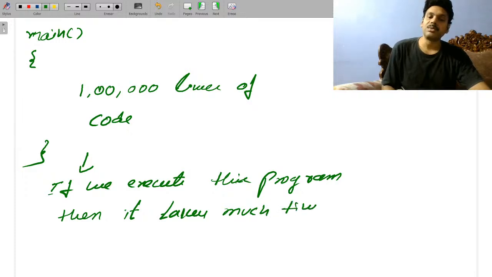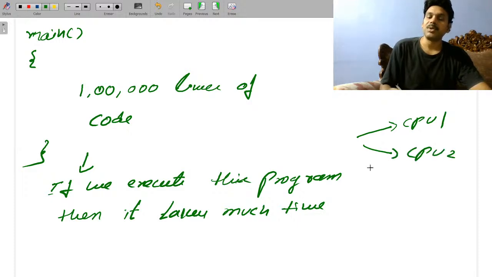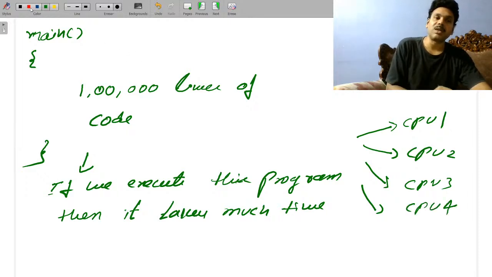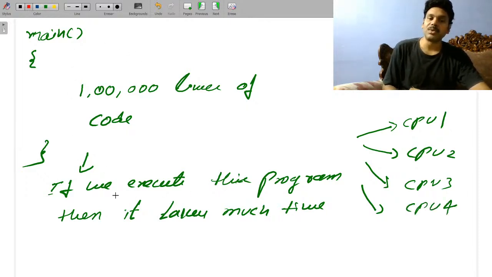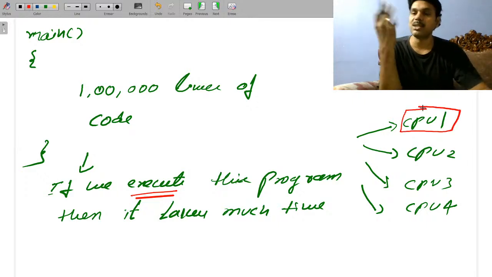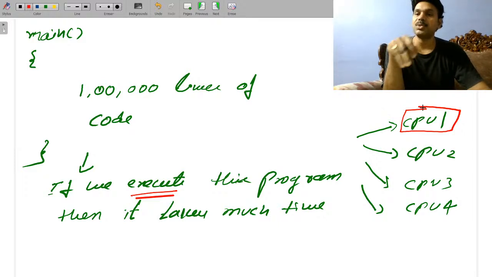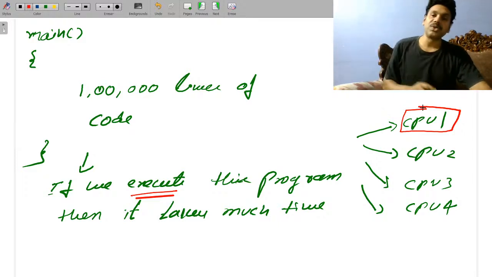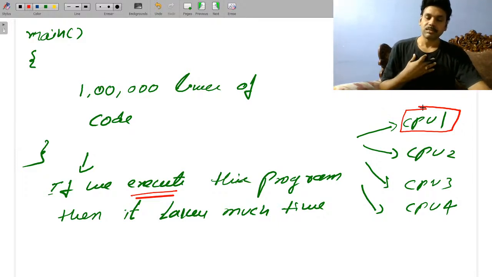So what I want to do, if you are having multiple CPUs concept, CPU 1 and CPU 2, I have CPU 3 and I have CPU 4. If I run this particular program, then what is going to happen? Your program is going to be executed only at one CPU, either CPU 1 or CPU 2 or CPU 3 or CPU 4, because altogether you are executing a single process only.